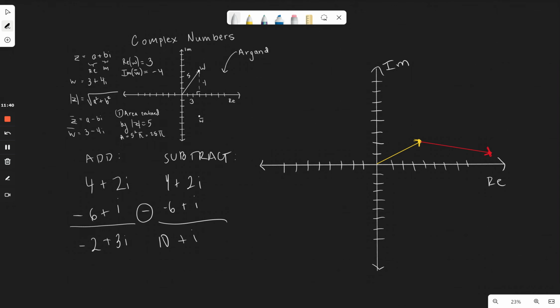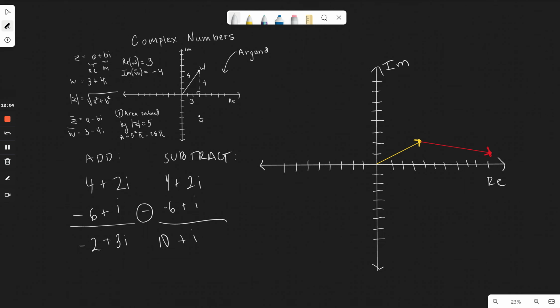So it goes down 1. We're subtracting 1 from the imaginary component. And from the real component, we're actually subtracting -6, so we're adding 6. And this is 1, 2, 3, 4, 5, 6, 7, 8, 9, 10. Wow, it's right on the coordinate of 10 and then i. So that's what subtracting imaginary numbers looks like.